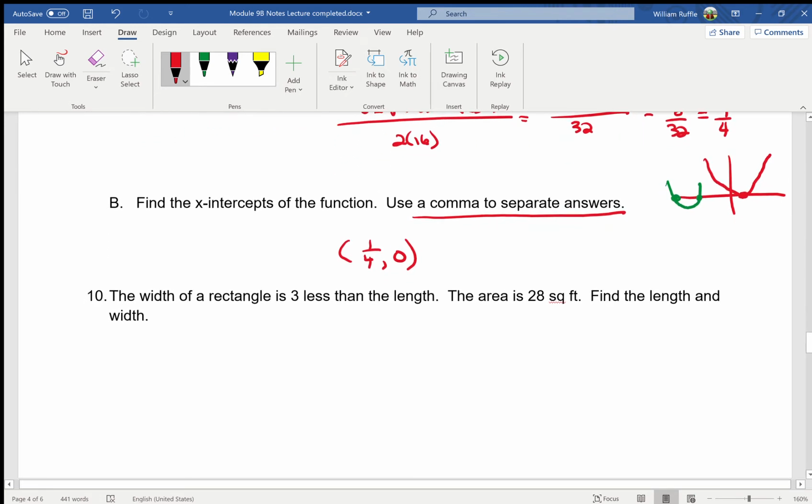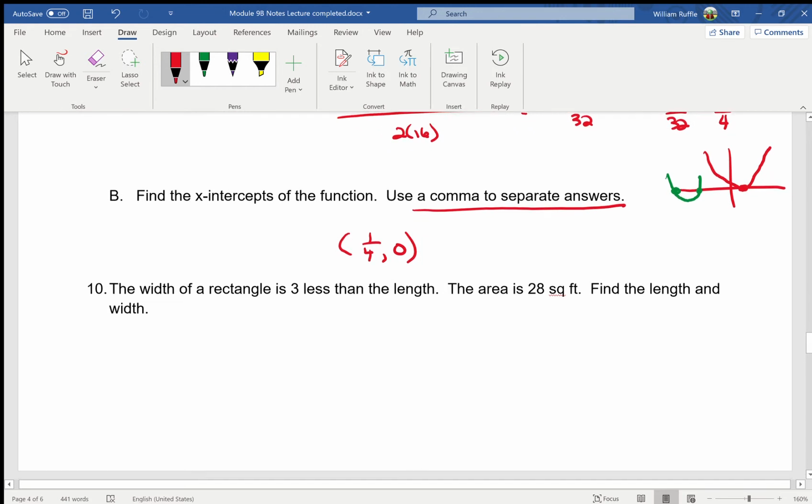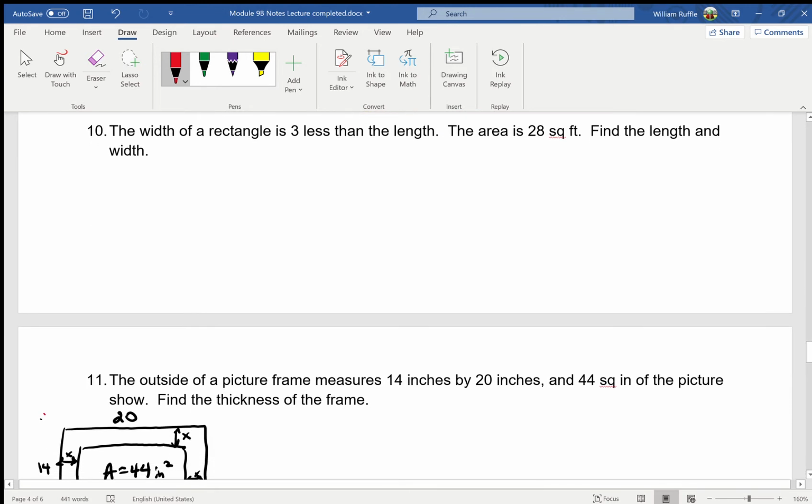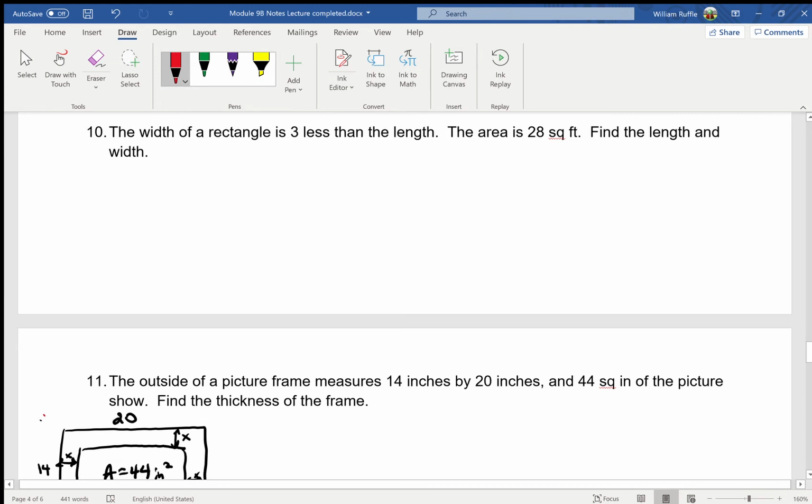Okay, and we'll talk a little bit more about that in a little bit. They talk about the discriminant in a second. Now we have two word problems. This first word problem is probably going to be more like what's going to be on the quiz. It's tough, but I think it's a nice question. It's a fair one.